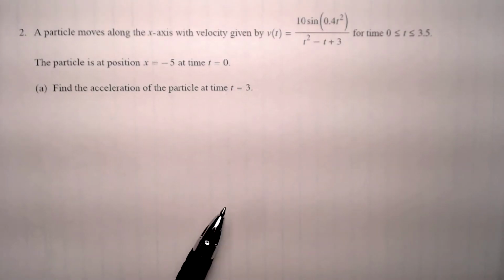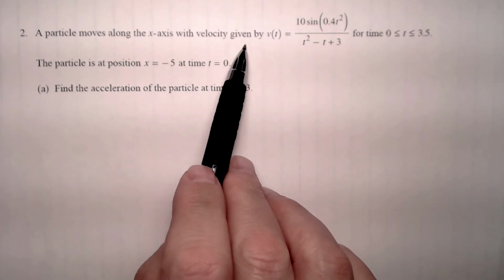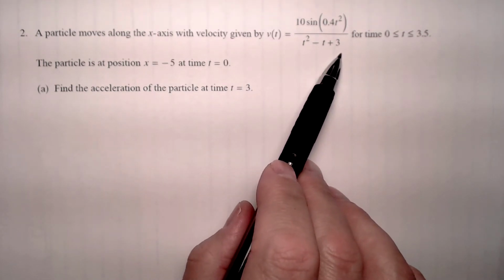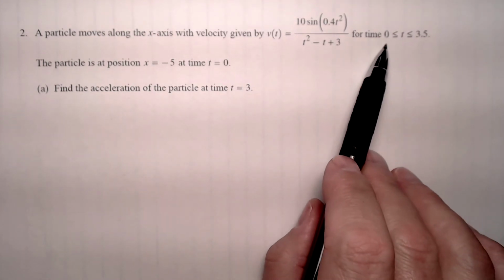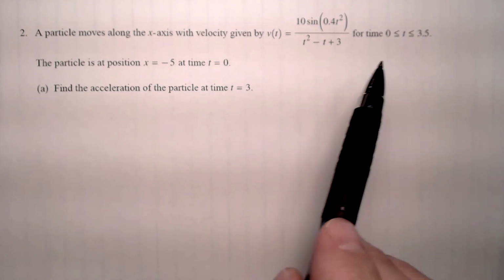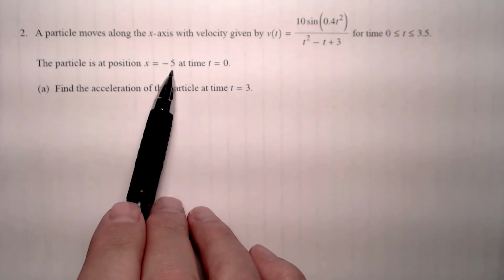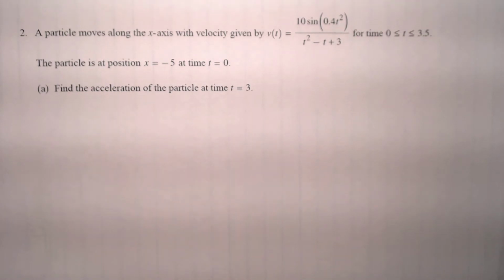So in this question we are given that a particle moves along the x-axis with the velocity v of t given by this function, for the time period between 0 and 3.5 seconds. And the position of this particle at time 0 is -5. So the question is, first part A, find the acceleration of the particle at time t equals 3.